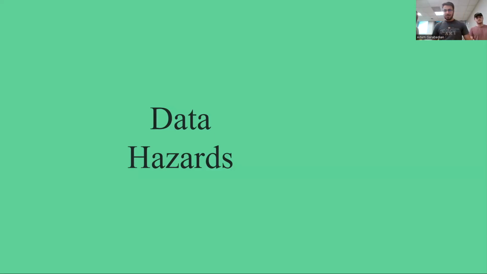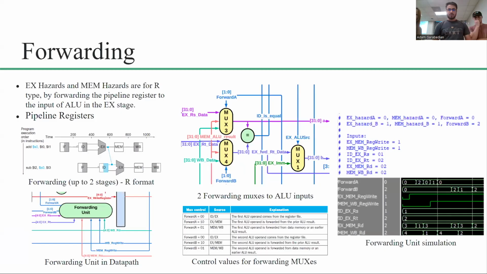Taking a closer look, the first one we're going to look at is data hazards. One way that we get by data hazards is through forwarding. For example, if we write to a register in one instruction, and then on the very next instruction we try to read from it, we're going to read the wrong value. So we're going to have to implement stalls.